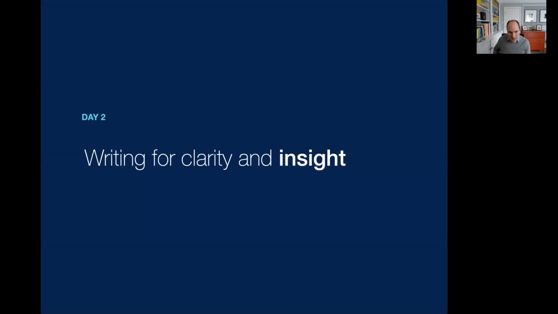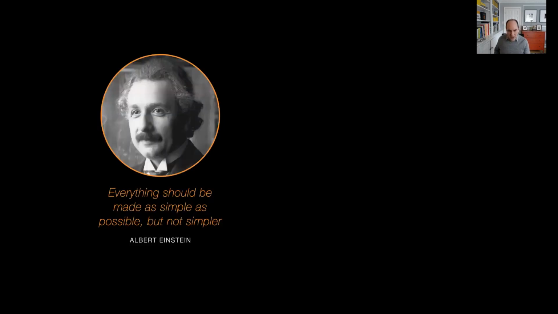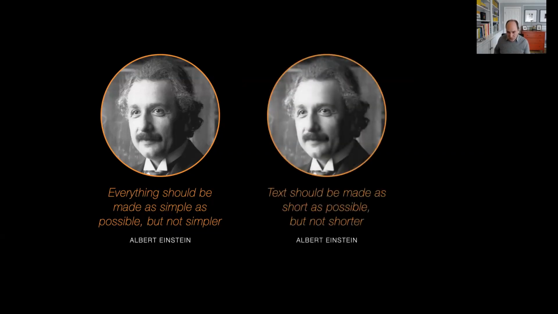And some ideas that are important also are about text, how we use text in data visualization and graphics. Remember how I said that Einstein said everything should be made as simple as possible, but not simpler. The same applies to how we use text in graphics. We should have as little text as possible. So he also said text should be made as short as possible, but not shorter.